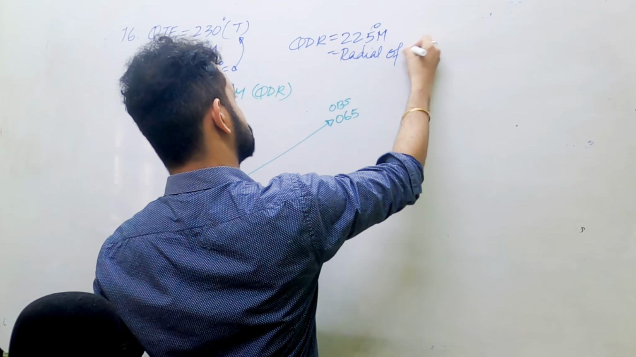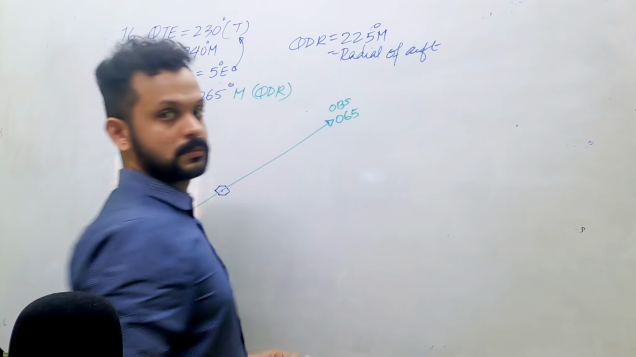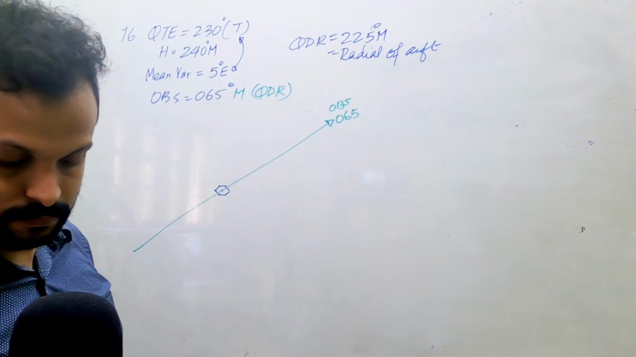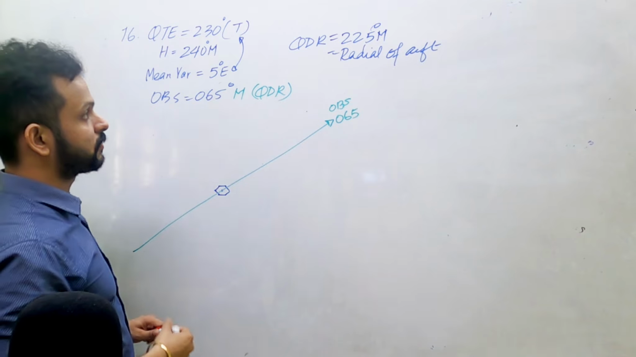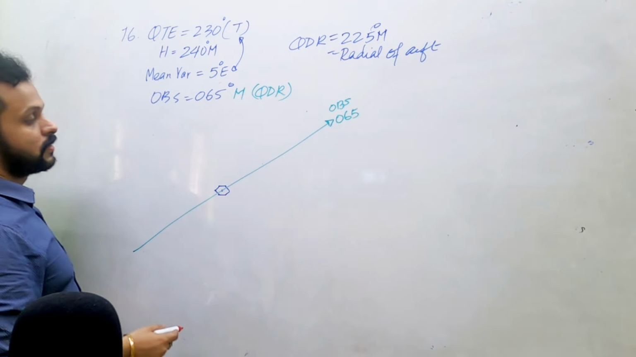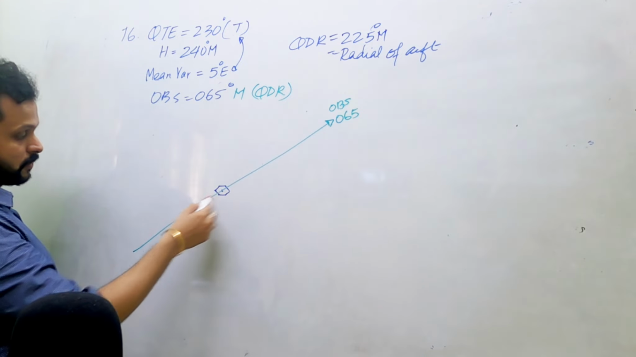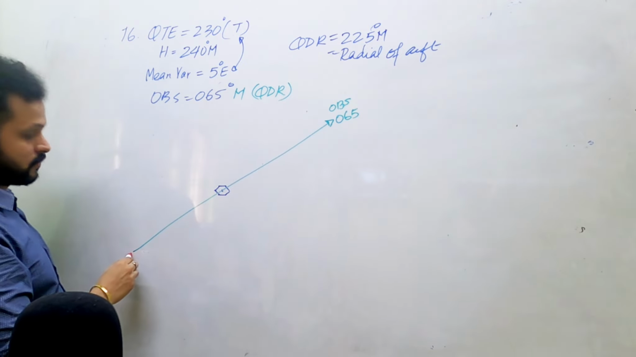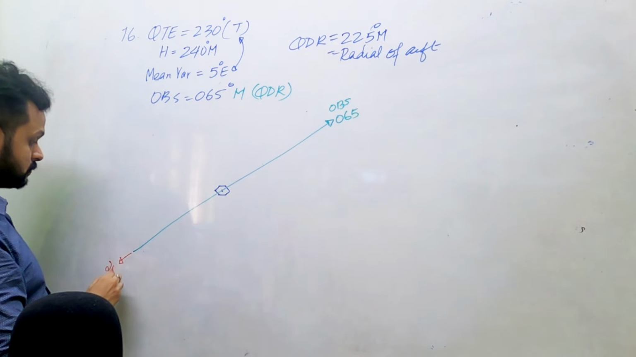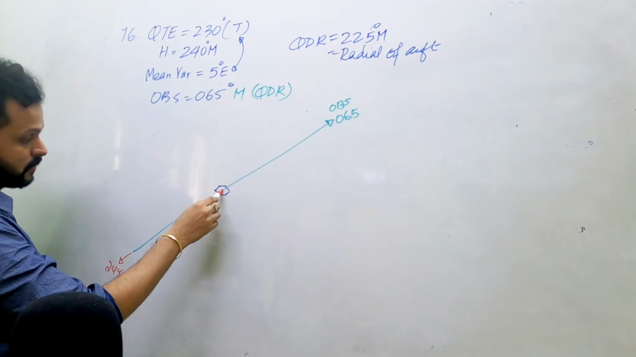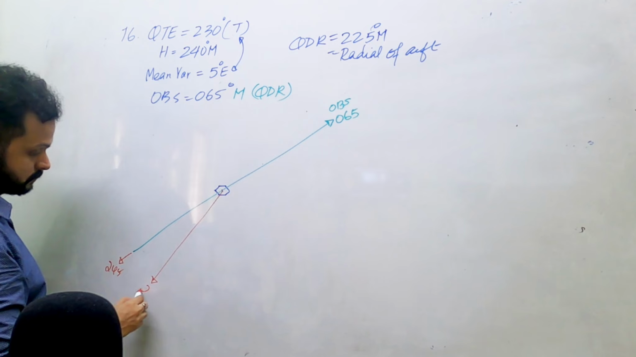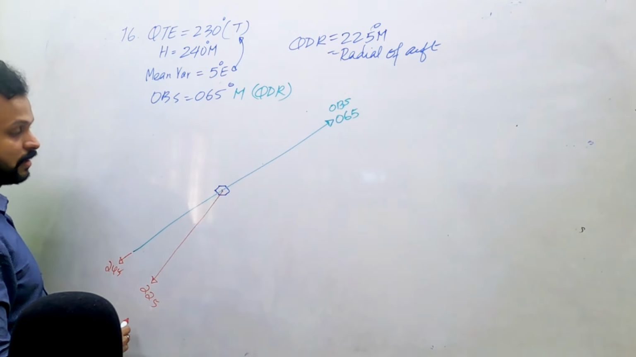Is that clear? Yes? So the radial of the aircraft is 225. What is this radial here? The radial opposite to 065 is going to be 245. So this radial is 245. Therefore, where is 225? That's going to be here, towards the east side. This is the radial of the aircraft.